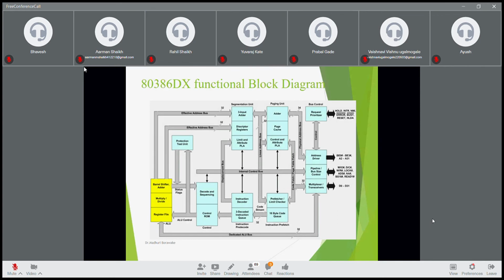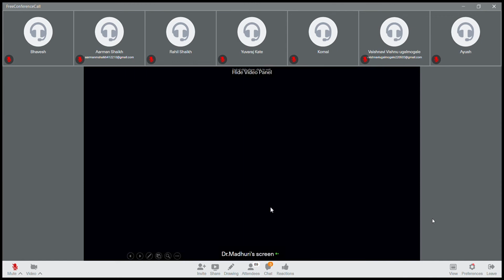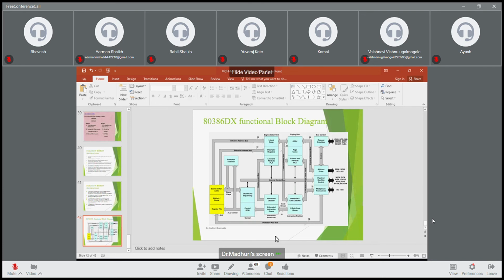Okay, as the prefetch queue or the prefetcher is there, just see over here, prefetcher, limit checker, 16 byte code queue is there. This is the instruction prefetch. Now this instruction prefetch, as the name states, fetches the instruction and stores it in the first in first out manner.